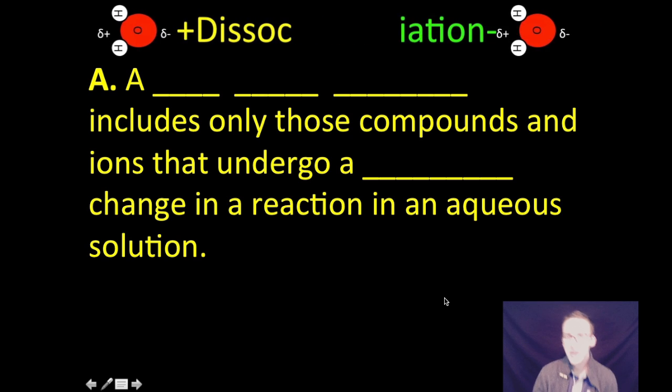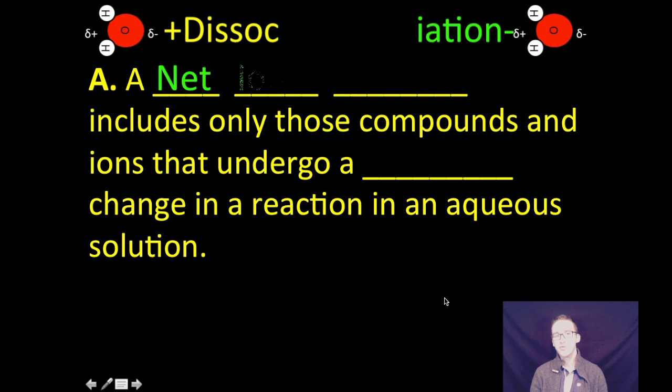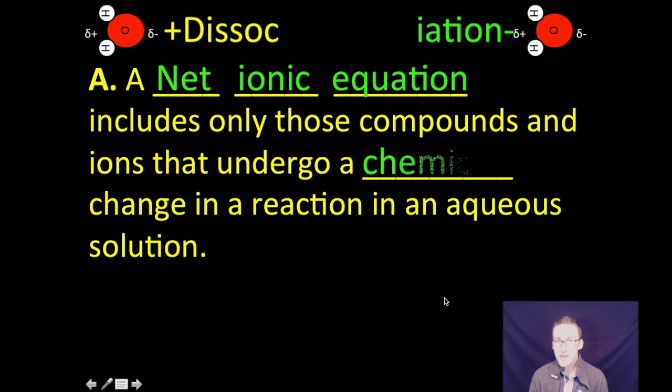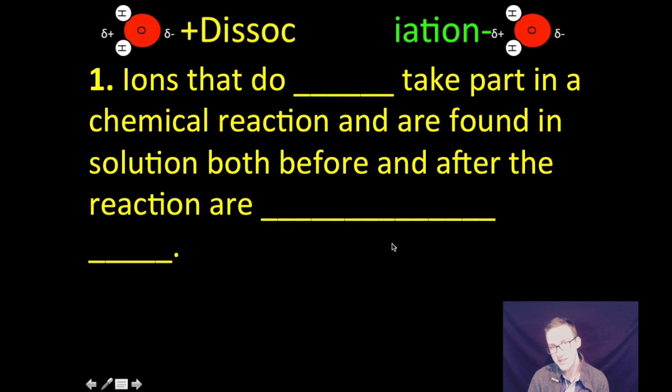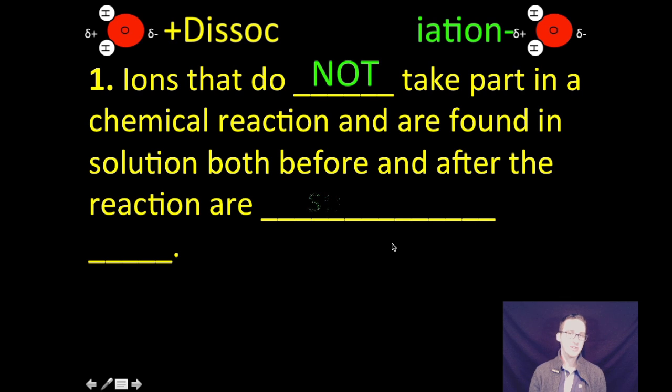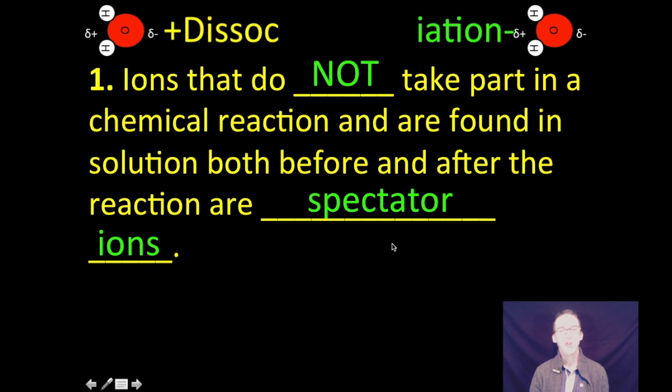All right, and the second thing we need to talk about today then is writing what are called net ionic equations. These equations include only those compounds and ions that undergo a chemical change in a reaction in an aqueous solution. But one of the more important reasons that we do this is to really focus on just those things that are undergoing chemical change.